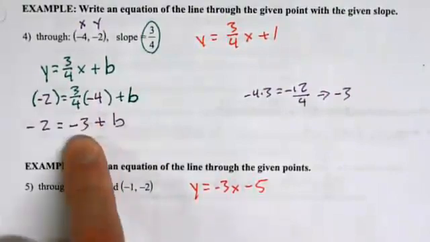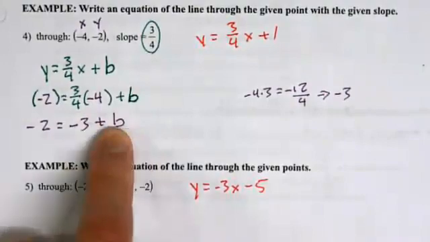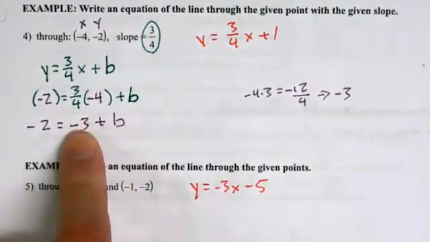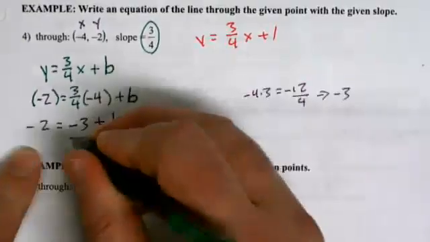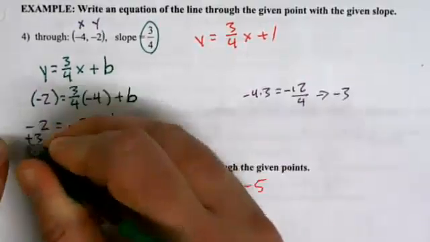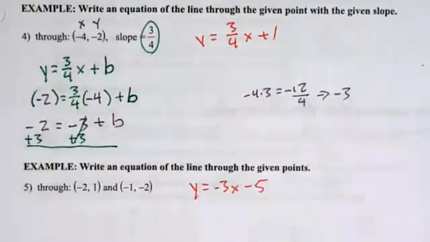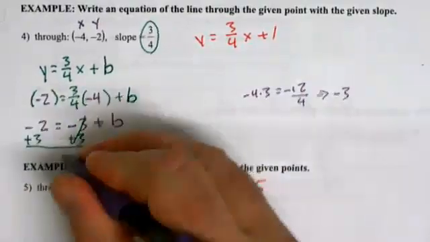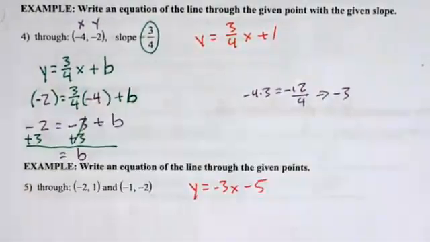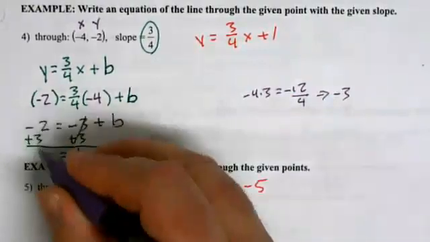All right, we're almost there. We need to just solve this equation. I want to get b by itself. Right now, it's got this minus 3 hanging out. What's the opposite of minus 3? So we'll do plus 3 on both sides of our equation. That's going to cancel out. Now b is all by itself. What is b? Negative 2 plus 3 is 1.